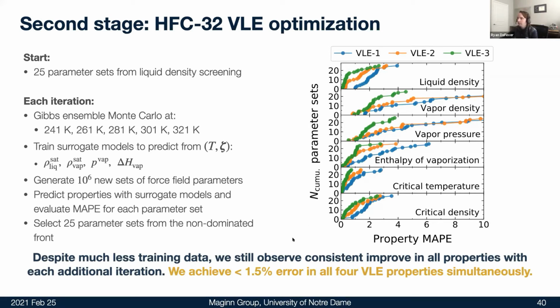By the end of 3 iterations of this, we're able to get 4 different sets of parameters that have less than 1.5% error in all 4 VLE properties simultaneously. So these models are quite good. We're very happy with them. Comparing them with what exists in the literature.